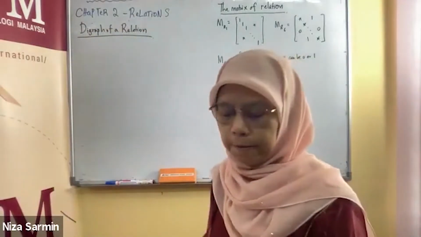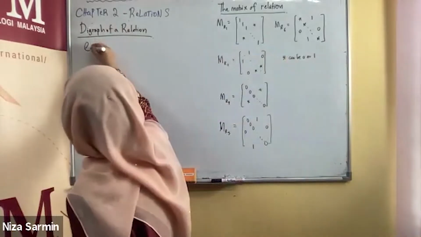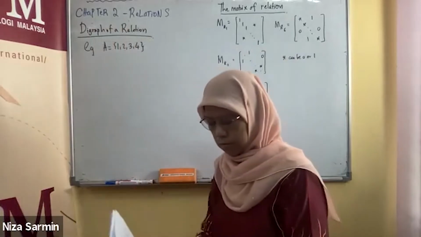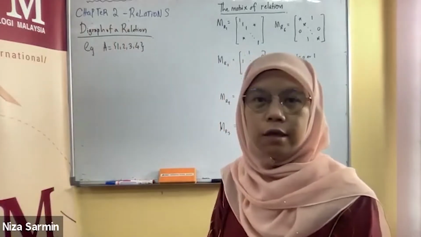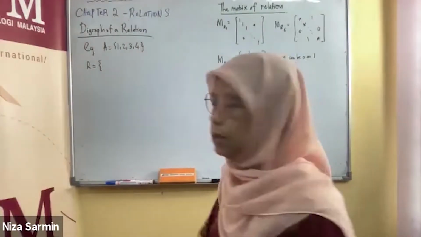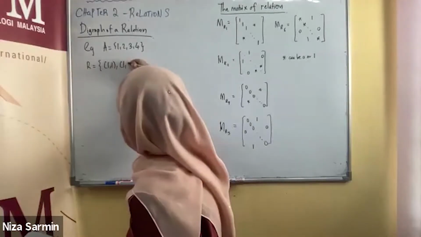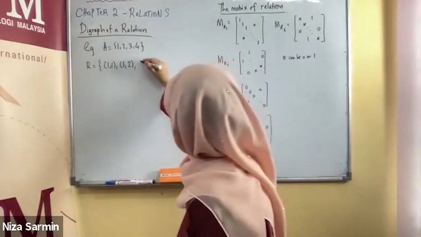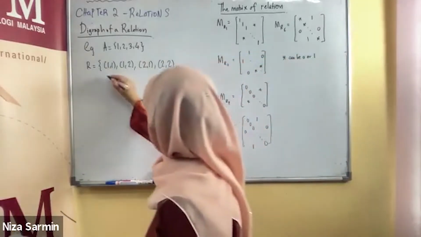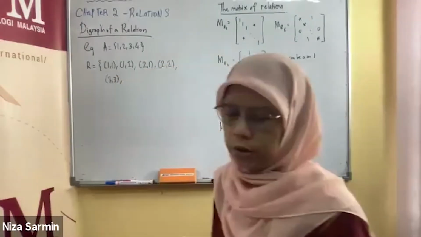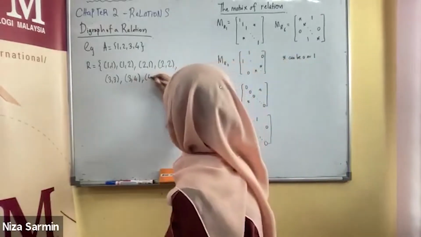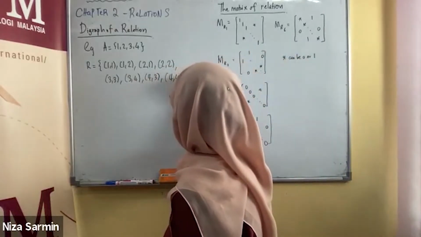I will start with a set A, and a relation R: (1,1), (1,2), (2,1), (2,2), (3,3), (3,4), (4,3), (4,4).